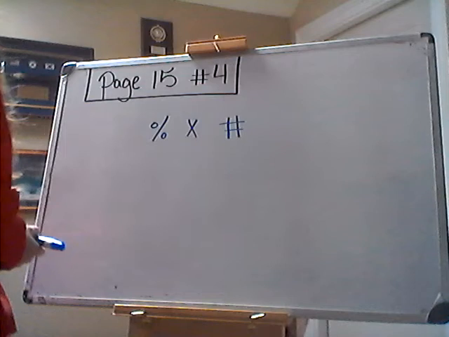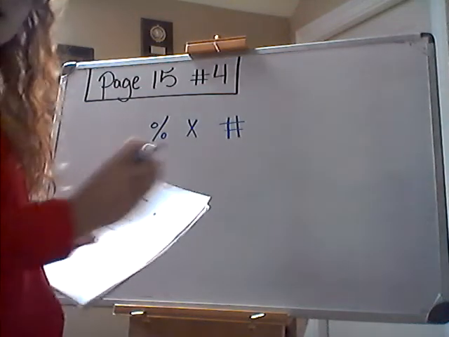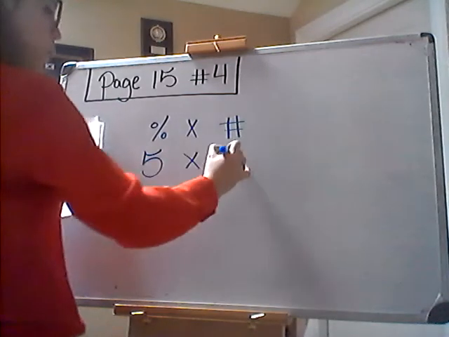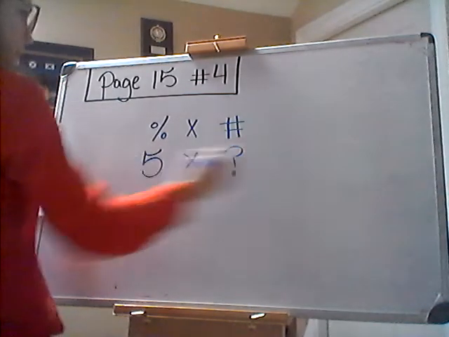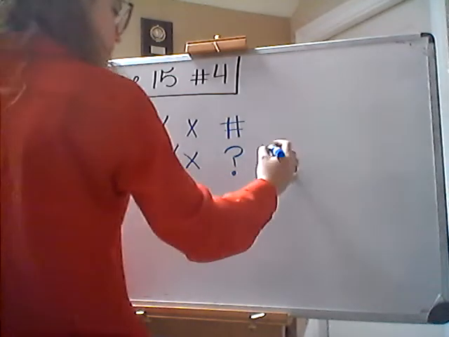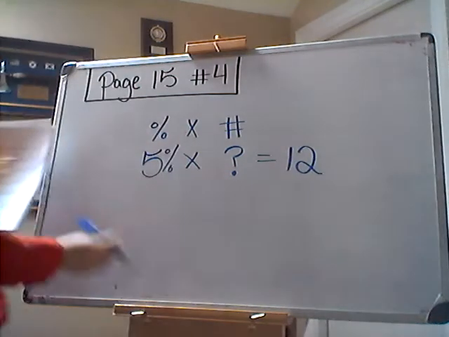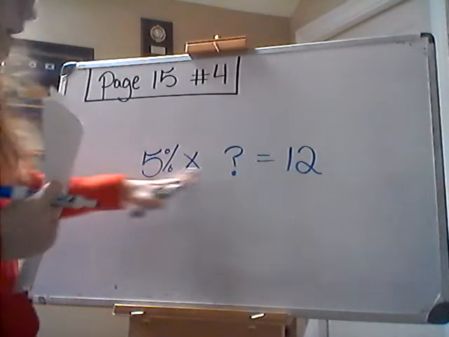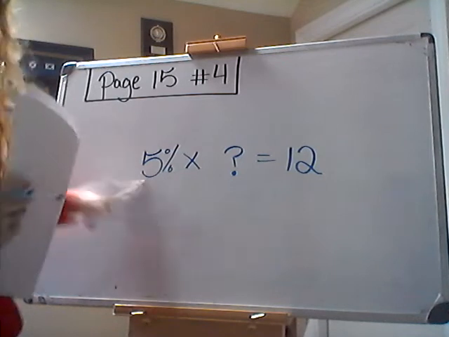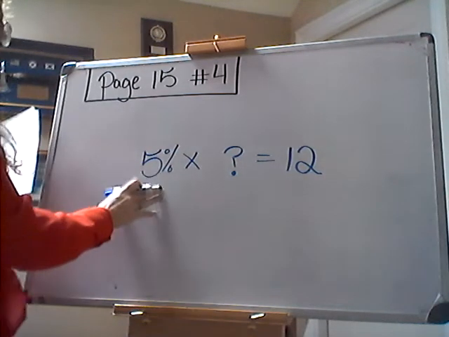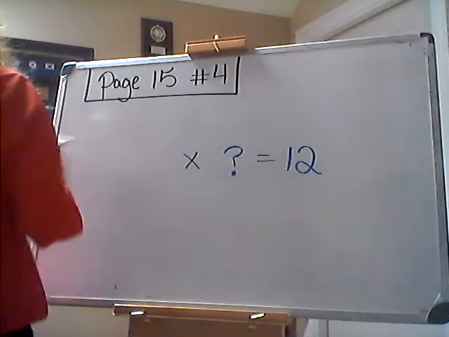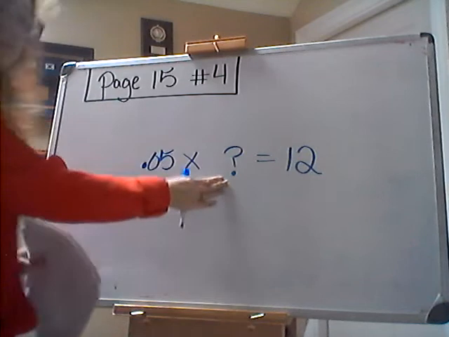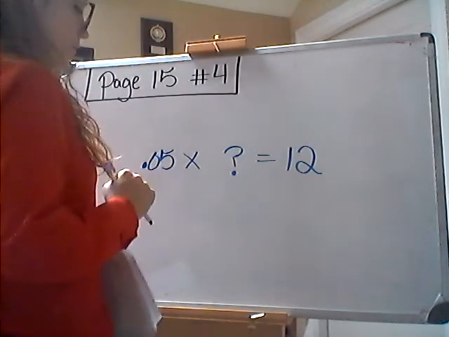Okay, so it says 5% of what number is 12? So some number got multiplied by 5%. Now we have to remember how we write 5%. 5% means 5 hundredths. So it's 0.05 times something gives us 12.